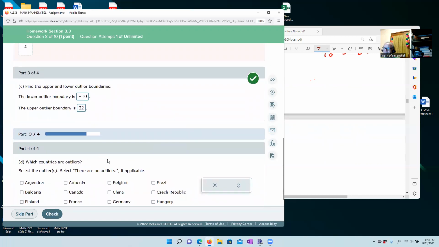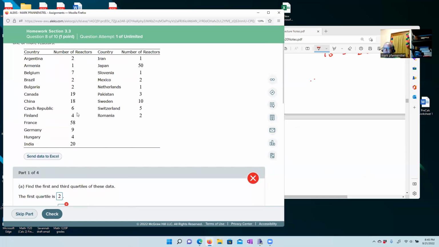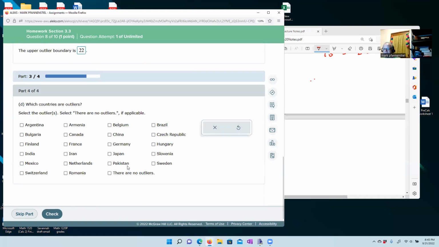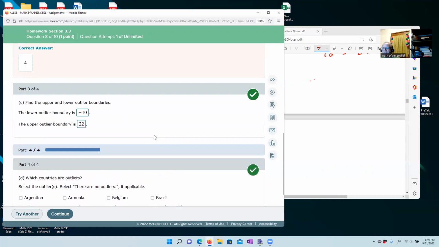Which countries were outliers, who had more than 22 nuclear power plants? Well, it looks like France does. Okay. It looks like Japan does. But I don't see anybody else on here that is above 22. So we just have France and Japan. So let's go ahead and double check that. So I have France and then I have Japan. Okay. Check. Hooray. And that's all they wanted.